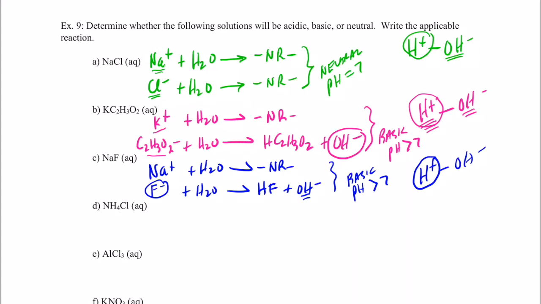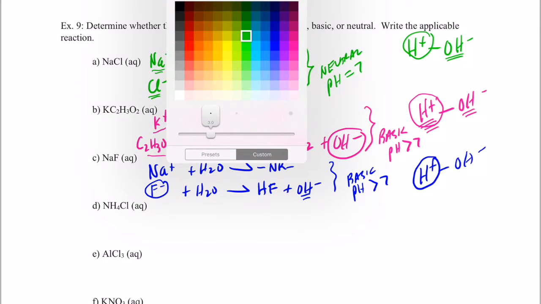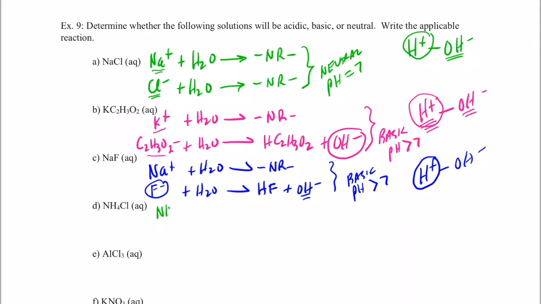All right, try the next one. NH4Cl. In NH4Cl, kiddos, we have NH4 ions, ammonium ions, and chloride ions. I'll give you a minute to do that. Come back to the video and see how you did.